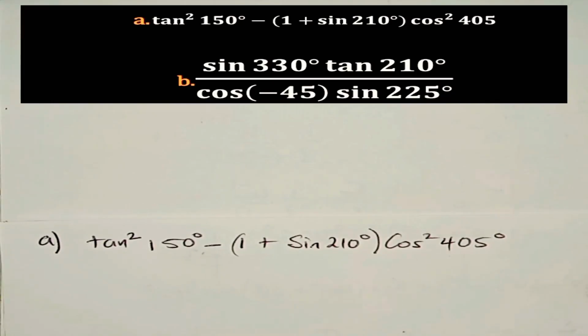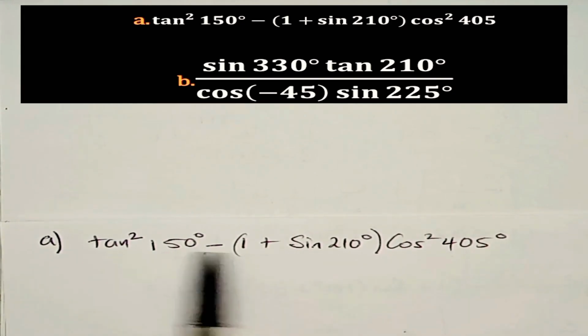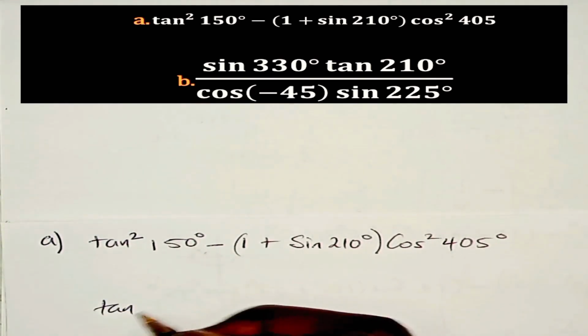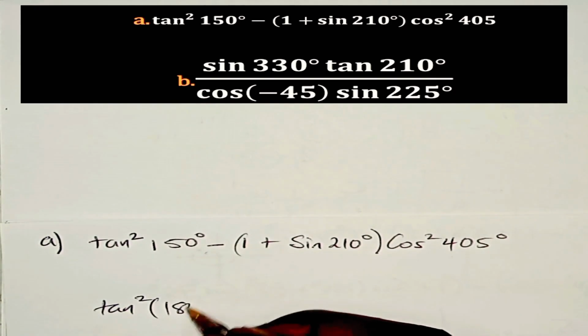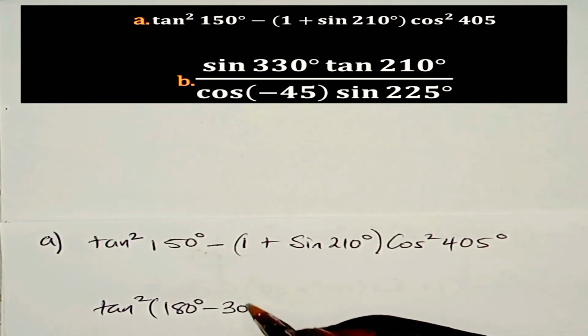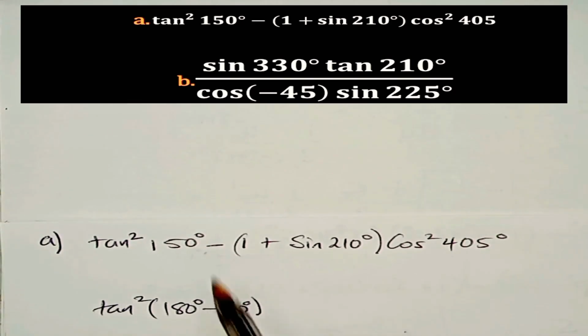Good day, everyone. In this lesson, we are simplifying trigonometric expressions. Now, let's begin with part A of this example. We need to rewrite this expression, that expression, and that expression. So, this expression can be written as tan squared of 180 degrees minus 30 degrees. That gives us 150.